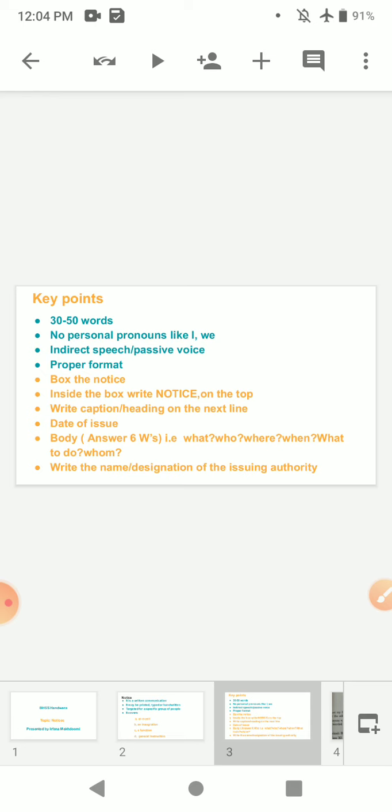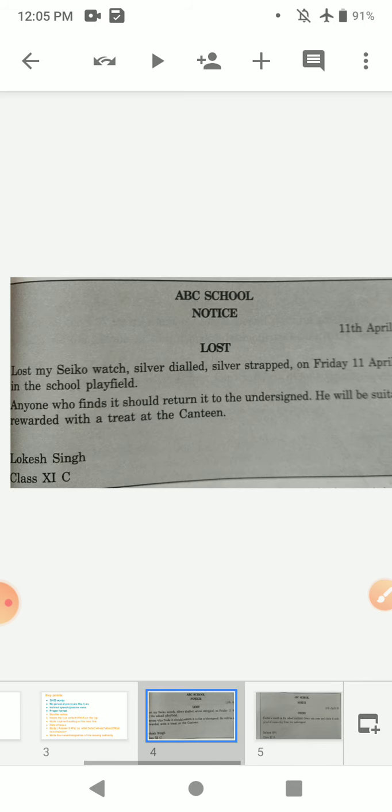Then comes whom. This will include whom to contact or get in touch with. You will include the final details, who the appropriate authority is to contact. Then at the end comes the name of the person who is writing this, and then the designation of the issuing authority. So here are some samples.